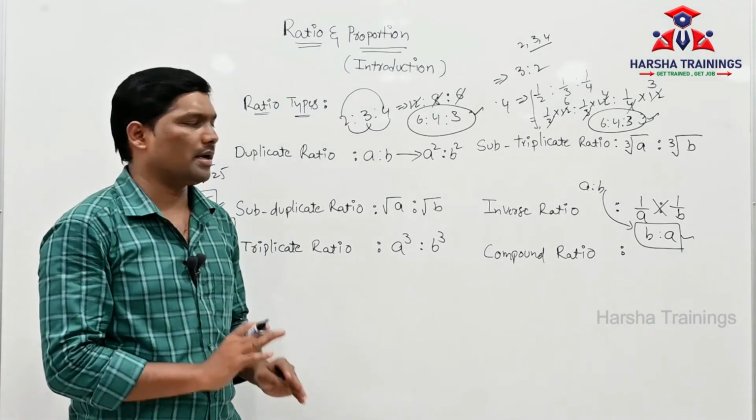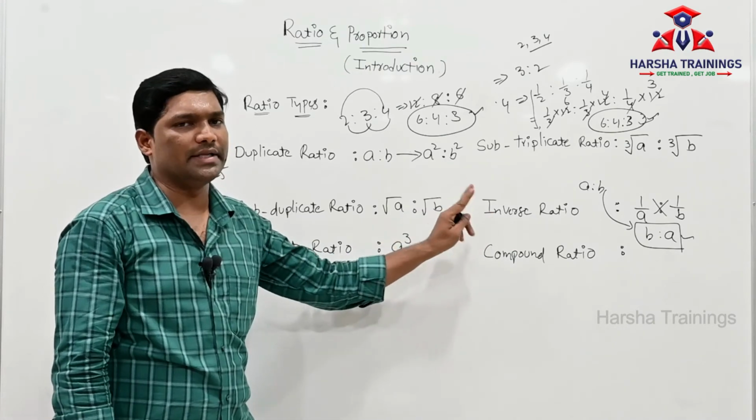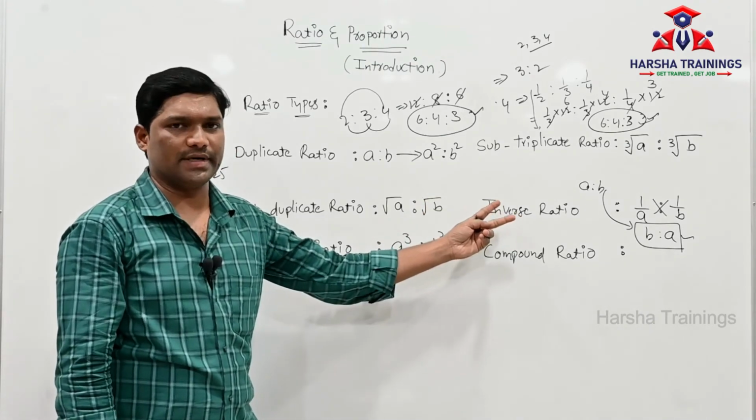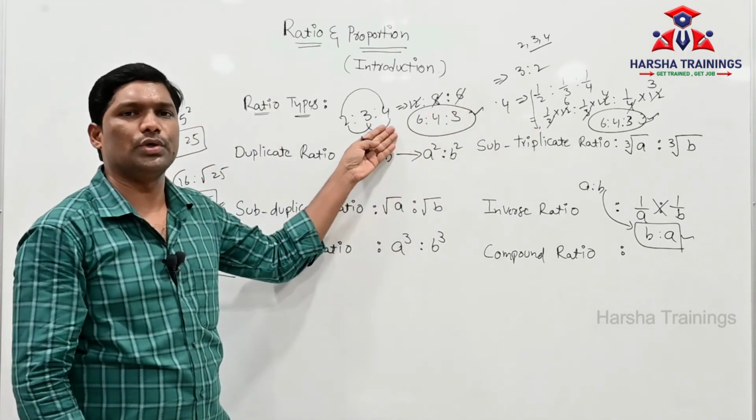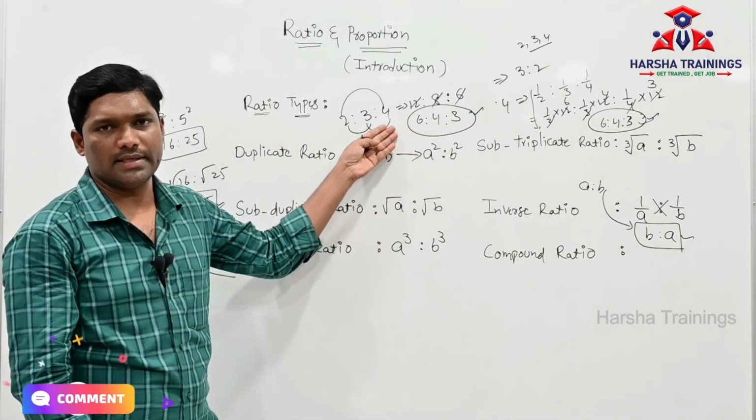Just remember inverse ratio. When two quantities are given, just remember reverse. When 3 or more quantities are given, go through this process. No issue, guys. Finally, we will get the same answer.